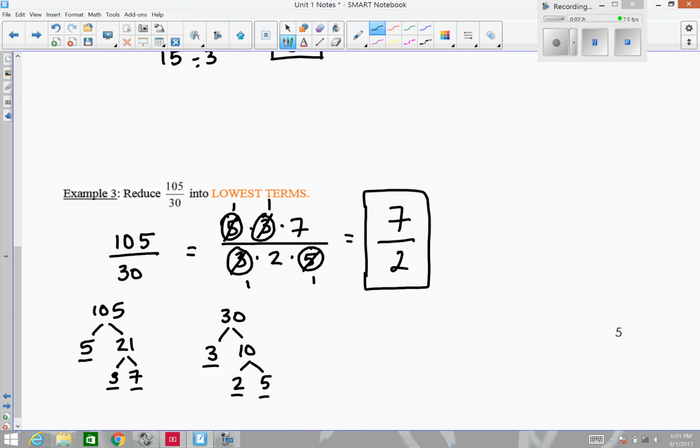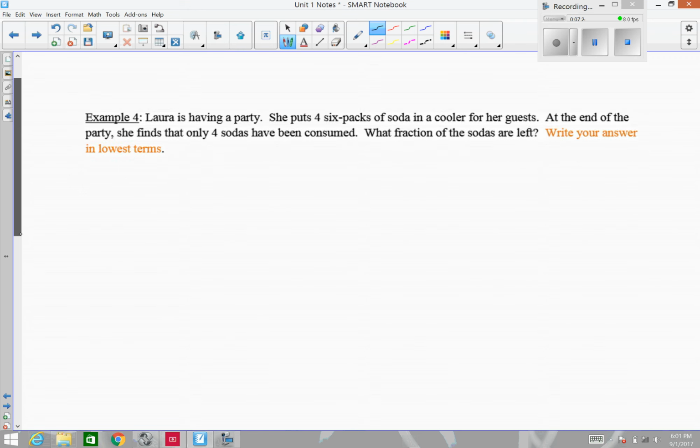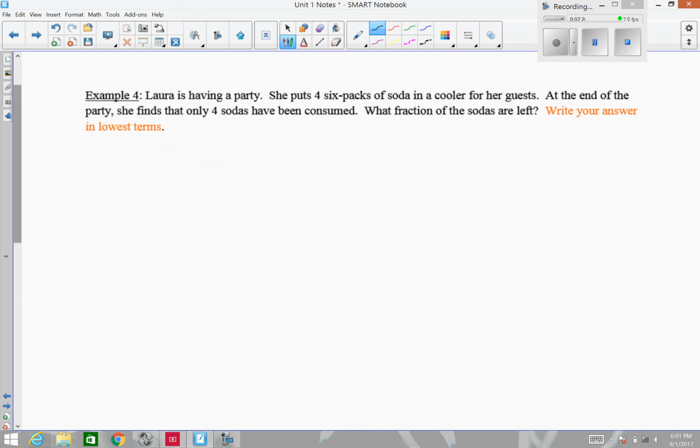All right, let's take a look at another example. This is on the next page. We have a word problem. And in this problem, Laura's having a party. She has 4 six-packs of soda in a cooler. 4 six-packs, I'm not sure if that is bottles or cans. I'm going to just use bottles for now when I talk about this. At the end of the party, Laura finds that she only has 4 bottles of soda that have been consumed.